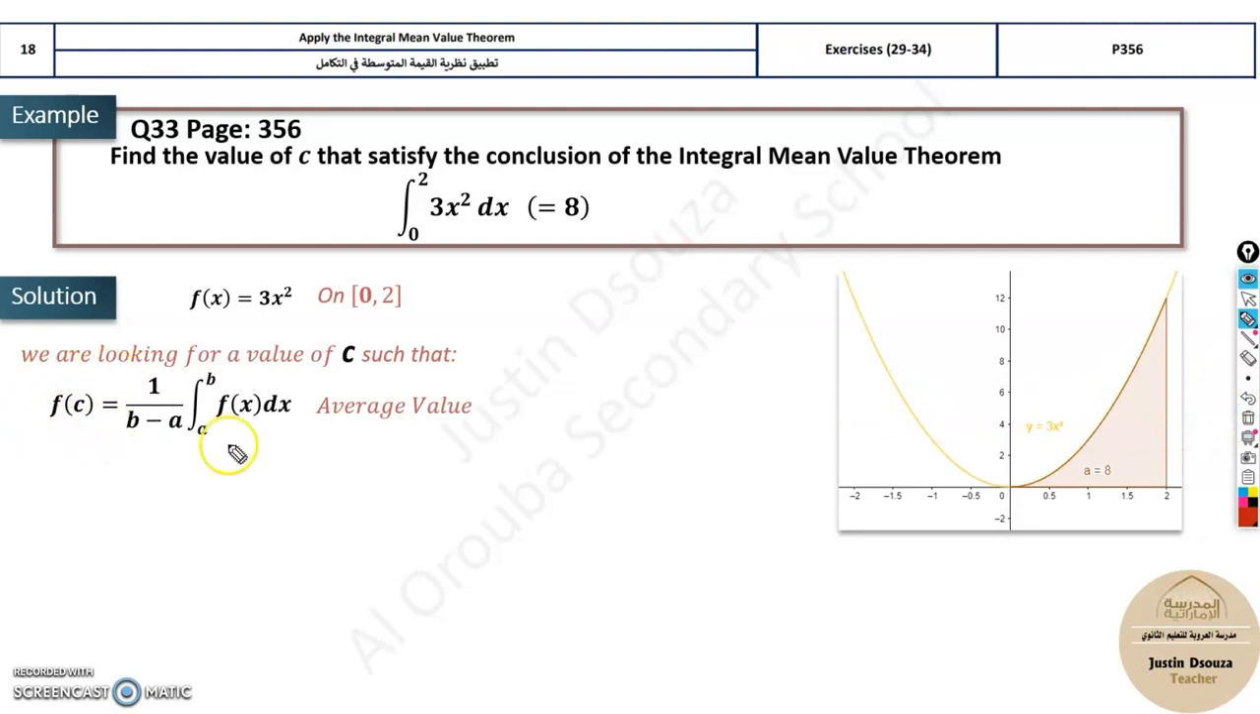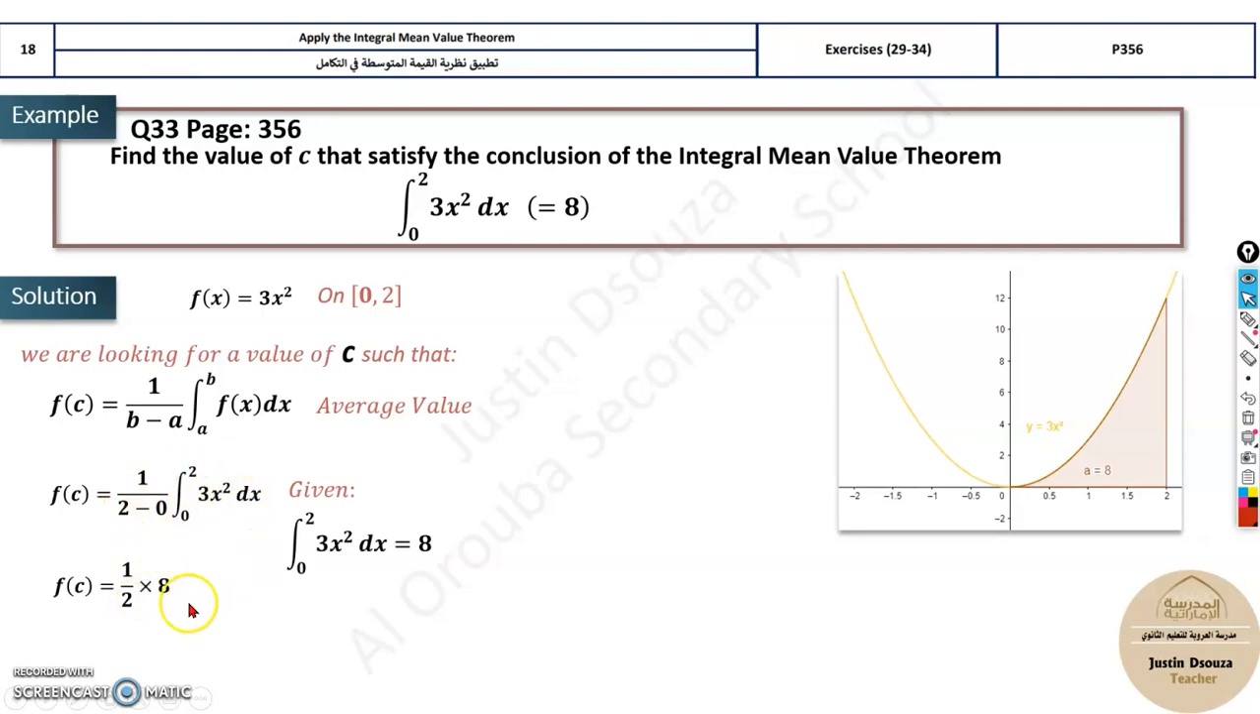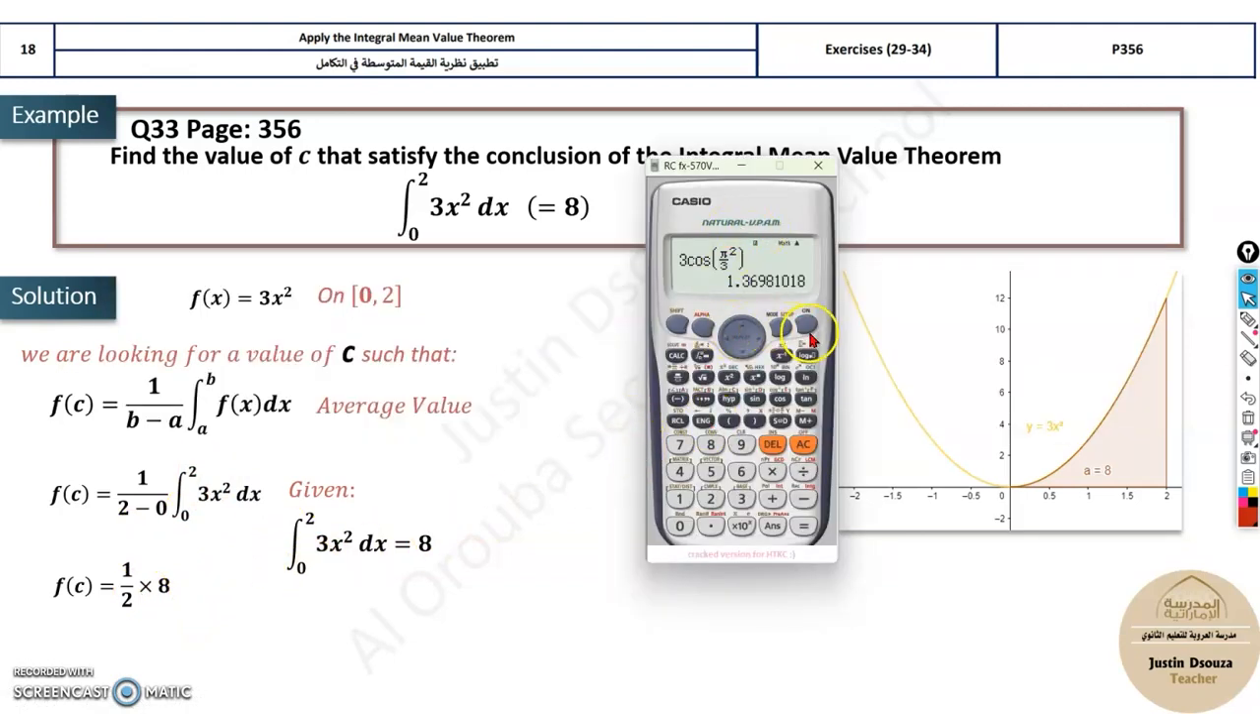So this is given, right? Substitute everything from the given function. So all the values which are given, say 0, 2, and all that, the limits, substitute over here. 1 by 2 minus 0, integral 0 to 2 of 3x squared dx. Now, over here, you can easily solve it. This is just 1 by 2, and when you solve it over here, you get 8. Or you can just put it in the calculator directly.